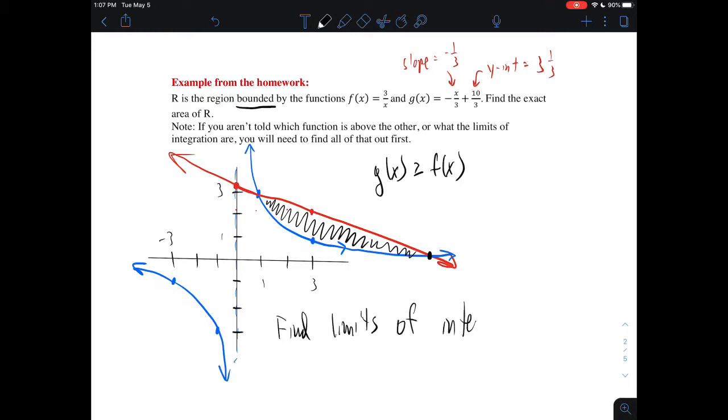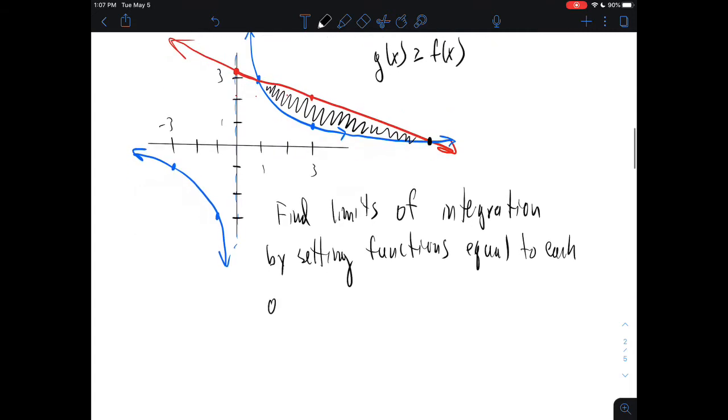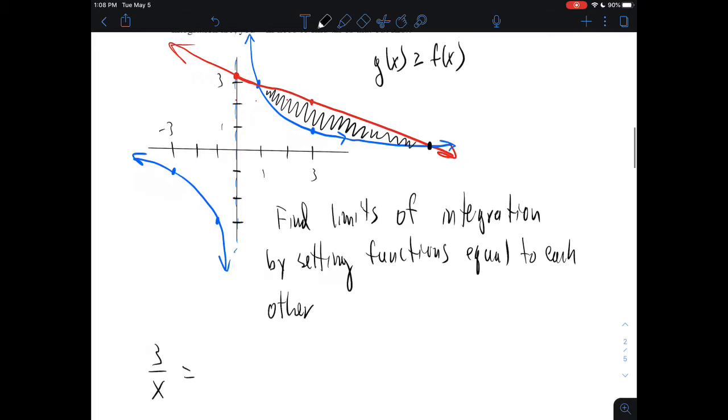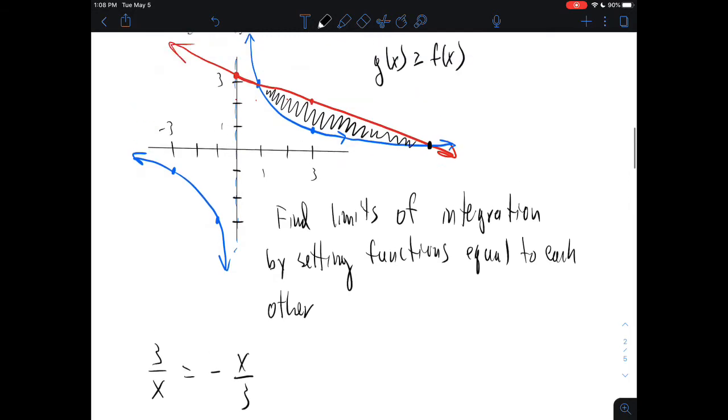And sometimes you're going to have to find those limits by setting the functions equal to each other. Other times you can see that from the graph. Like we may be able to find out that (1, 3) is a point of intersection, but we definitely don't know what the one on the right is. So that means I have f of x, which is 3 over x, equal to g of x, which is negative x over 3, and then plus 10 over 3.